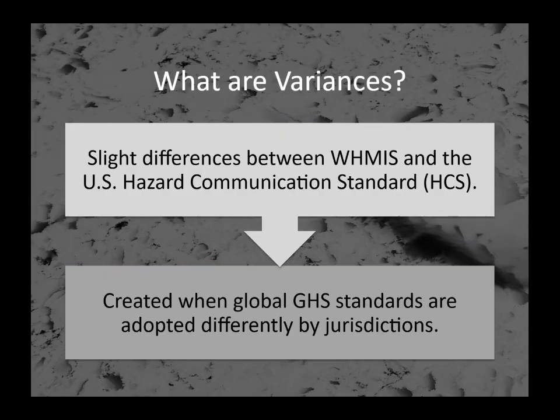Variances defined. Variances are the specific points where the Canadian WHIMIS requirements differ from the U.S. HCS, even though both are based on the GHS. These differences can appear in areas such as the exact terminology used on labels, minor differences in SDS formatting requirements, or how certain hazard classes are defined or categorized.